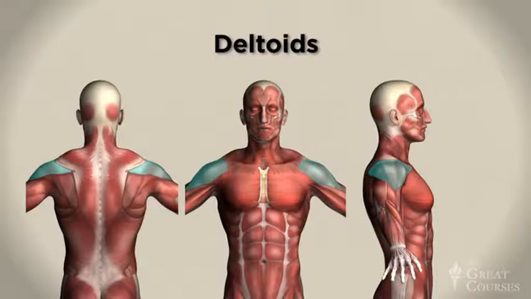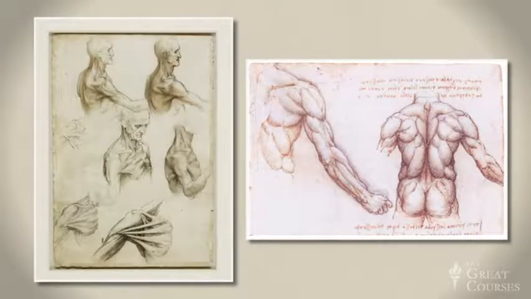The word deltoid comes to us from the Greek. Delta is the D letter in the Greek alphabet, which is triangular in shape. Each deltoid originates along the outer half of the clavicle and along the top spine of the scapula. It inserts onto the side of the humerus. Leonardo studied this muscle from the front, side, and rear.